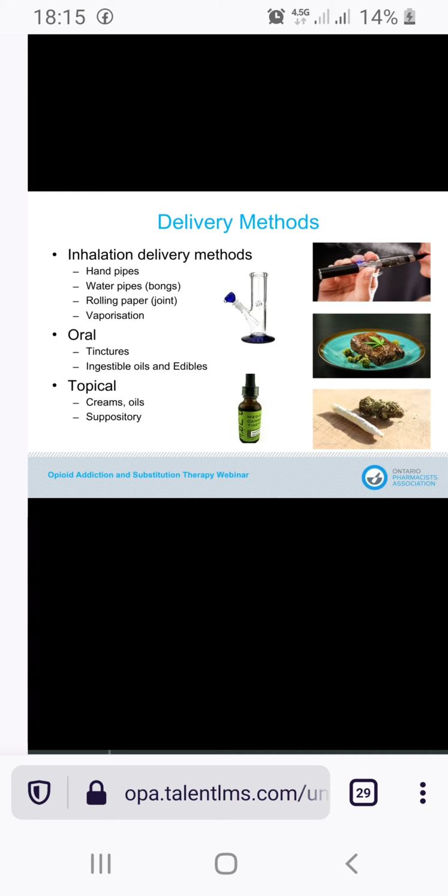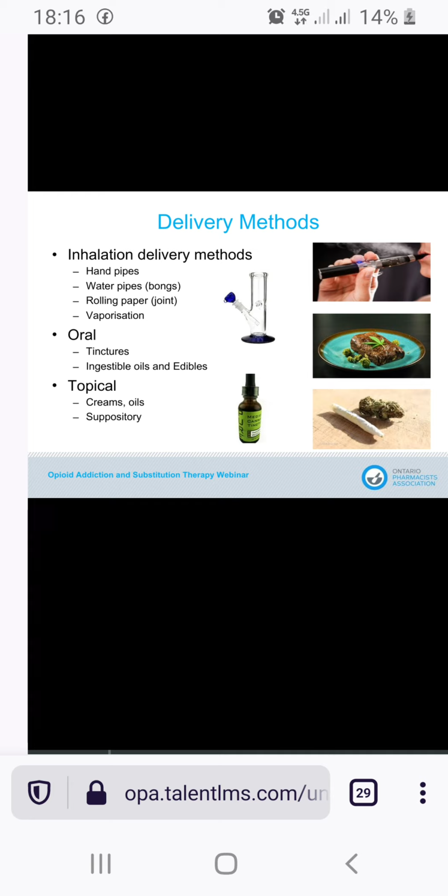Oral agents include tinctures or edible oils. Patients either drip the oils right into their mouths or they cook or bake with it. And then there are topical agents, so again, using oils to rub the affected area, or creams. I've heard about suppositories. Really, the dose is very hard to standardize because of the different strains that are available. If a patient is cooking it, how high a temperature are they cooking it at? Would it kill off some of the active ingredients? So it's really hard to control for a lot of this.